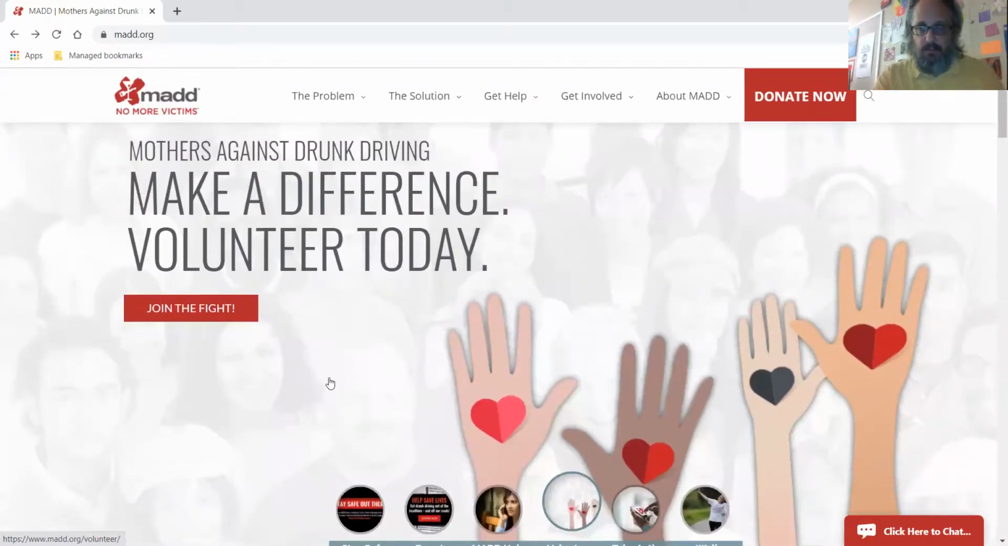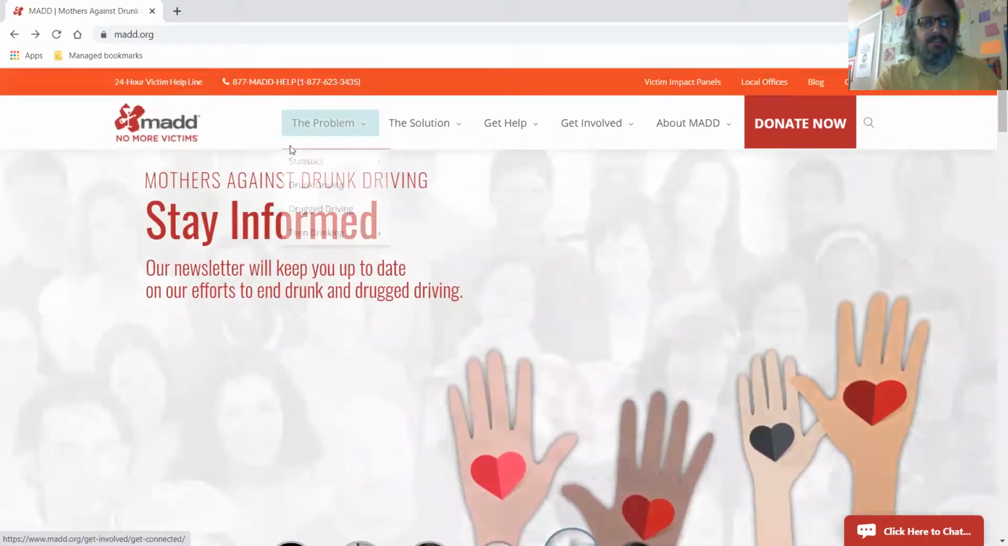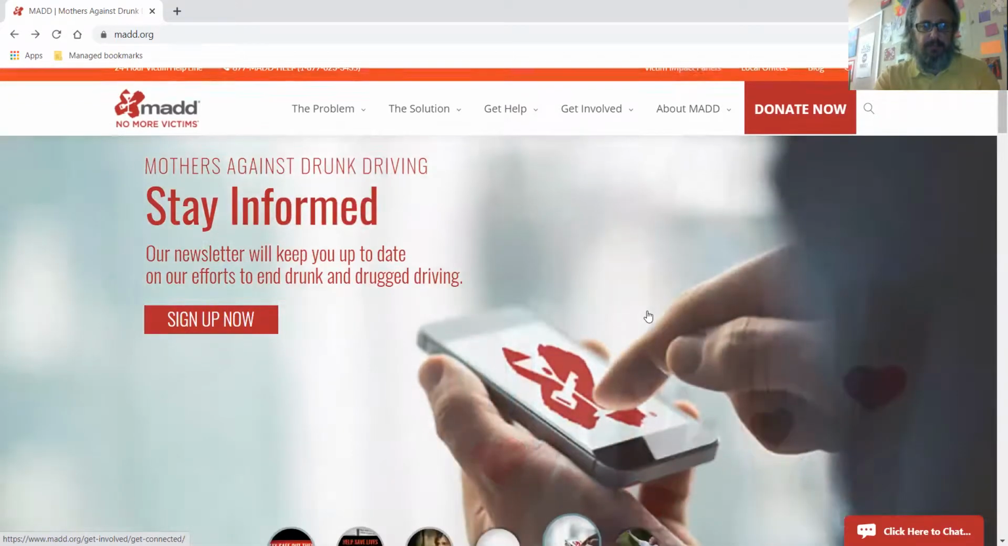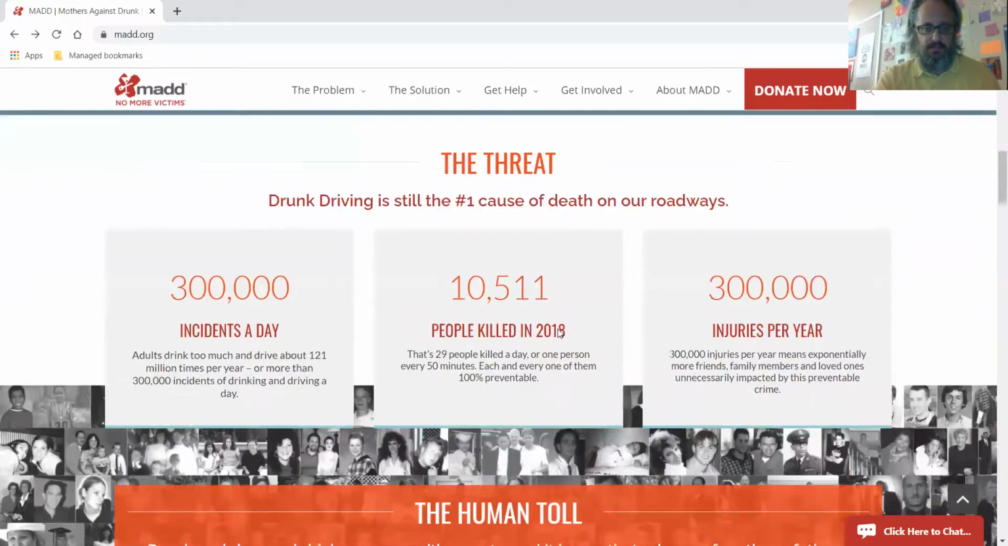Join the fight. See these people smiling because they're part of it. They're working together. They're people that care. Do you care? Stay informed. Sign up now. Be a part of this. Get involved in this mission.